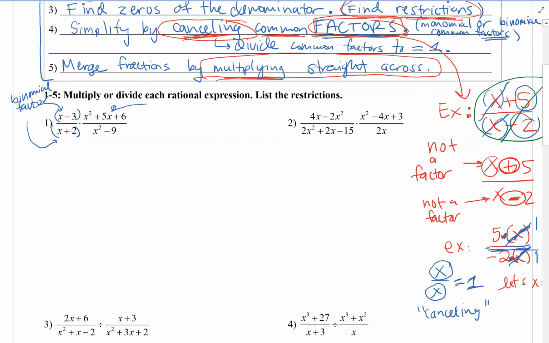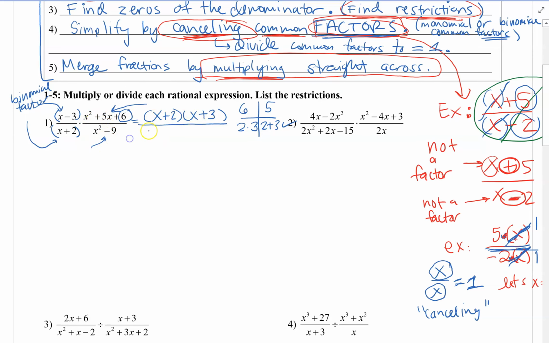Okay, now this guy over here, I can factor into 2 binomials by finding 2 numbers that multiply to 6 and add to 5. Multiply to 6 and add to 5, I'm thinking 2 and 3. So I can write this as x plus 2 and the other one as x plus 3. So this turns into that.